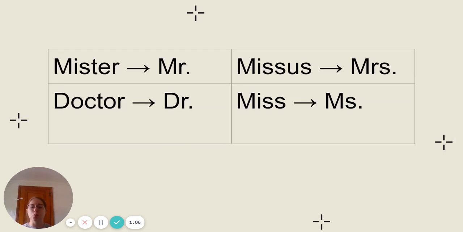We can also use abbreviations when we use titles for people's names. So Mr. becomes capital MR period, Mrs. capital MRS period, Doctor would be capital DR period, and Miss would be capital MS period.